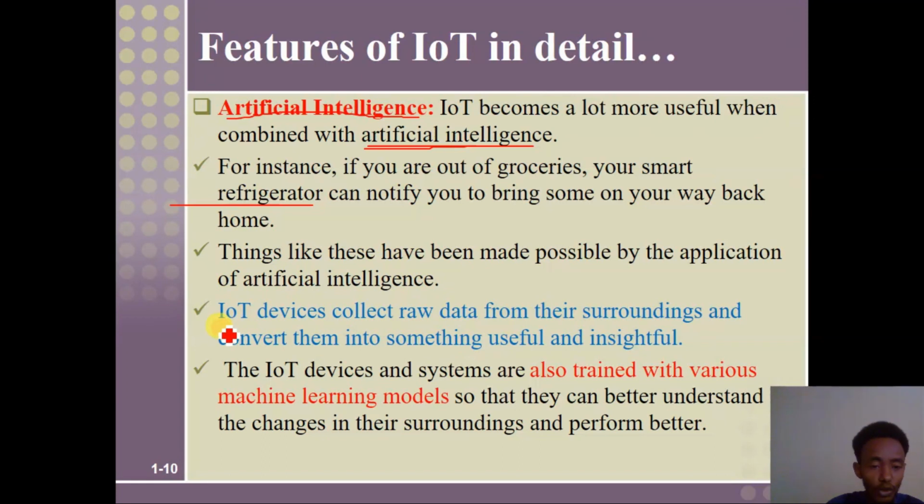So IoT devices collect raw data from the surroundings and can convert it into something useful and insightful. The IoT devices and systems are also trained with various machine learning models so that they can better understand their changing surroundings and perform the results.